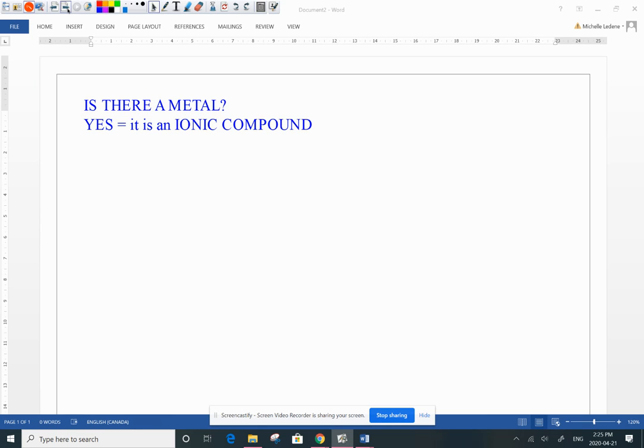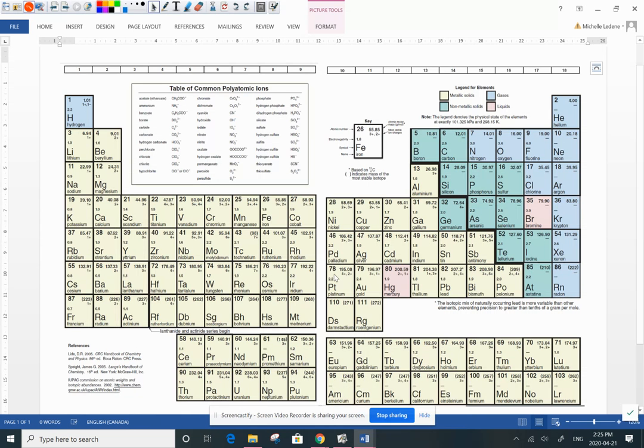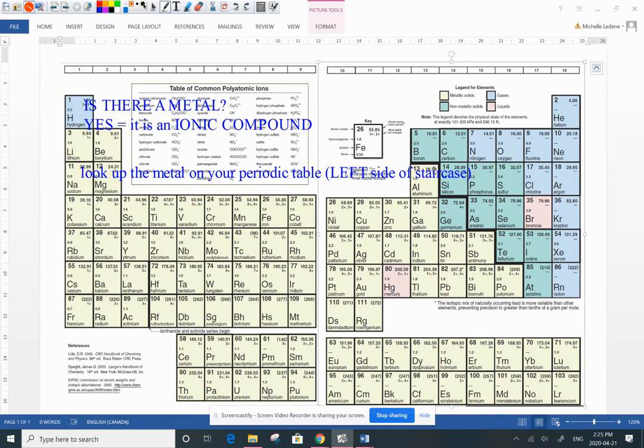First you ask yourself, is there a metal? Well, if there is, then obviously it is an ionic compound. Now, again, where do we find the metals? Looking at your periodic table, remember this staircase here? Everything to the left of that is where the metals are. There's a whole bunch of metals, and you become familiar probably by now with a lot of them. So once you've identified that yes, there is a metal in this compound, now you know that it is going to be an ionic compound.